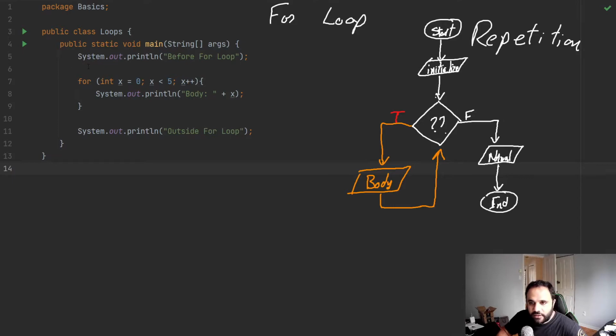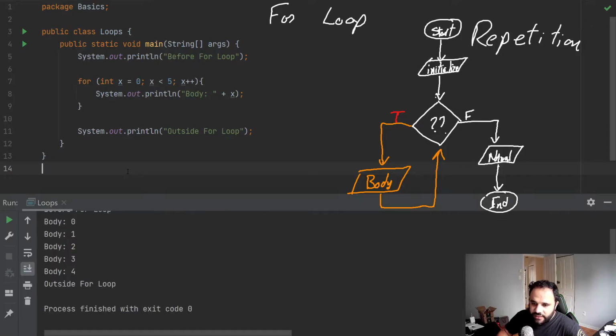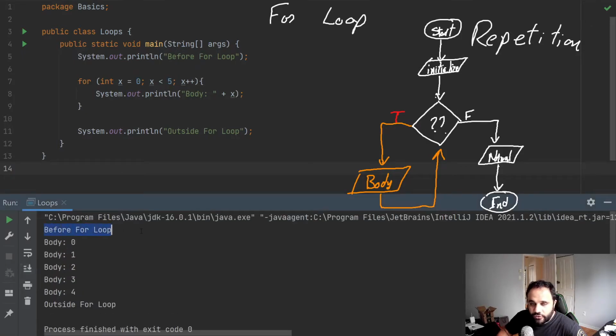So before we get started and going into details, let's run it to see what's going on. When I run the application, you'll notice that we get "before the loop." That's this line number 5. Actually, let's go ahead and write those line numbers. So this is line number 5. Then we'll notice we get a few times "body" with a number. So if we look over here, we got body plus x. That's our variable. Our variable started at 0 and it finished when this condition was false. We're going to talk about it in detail.